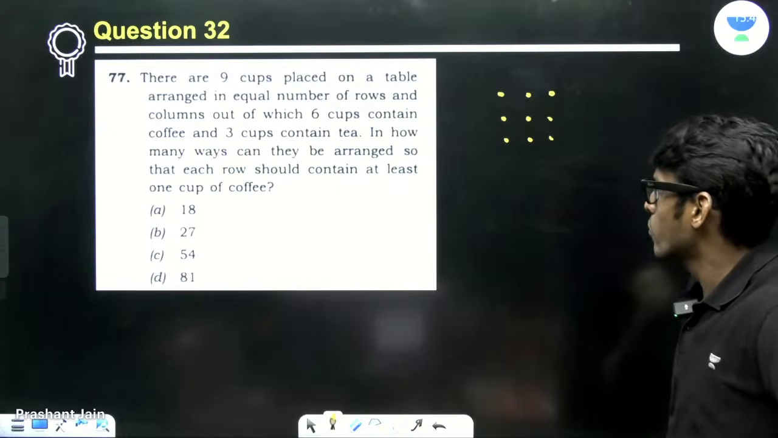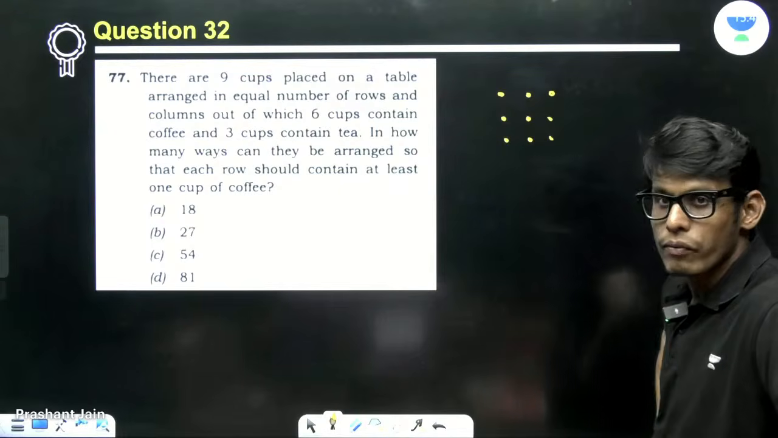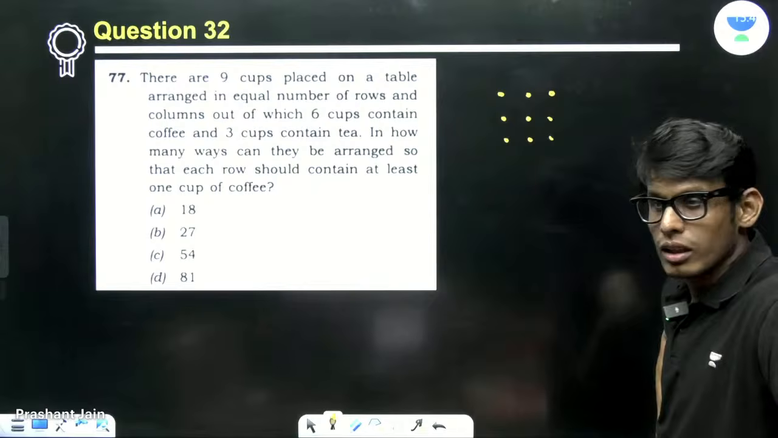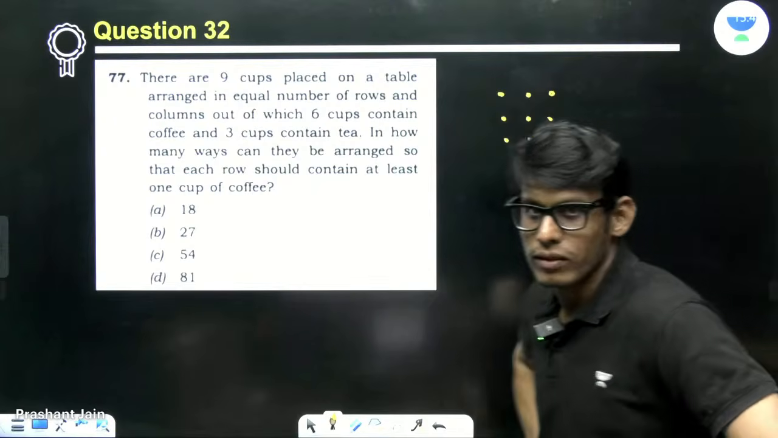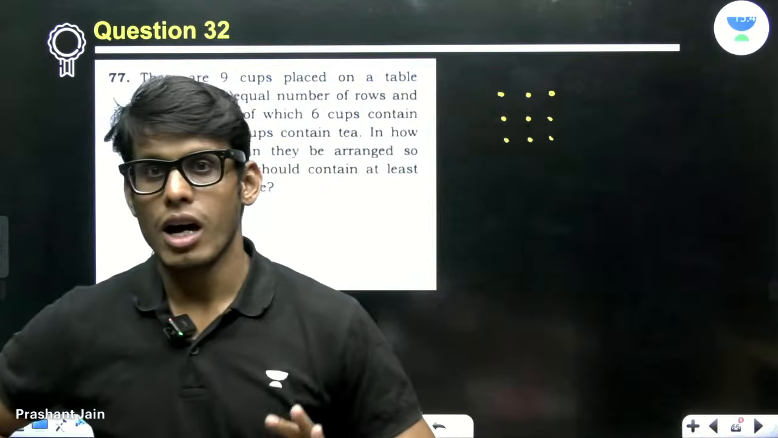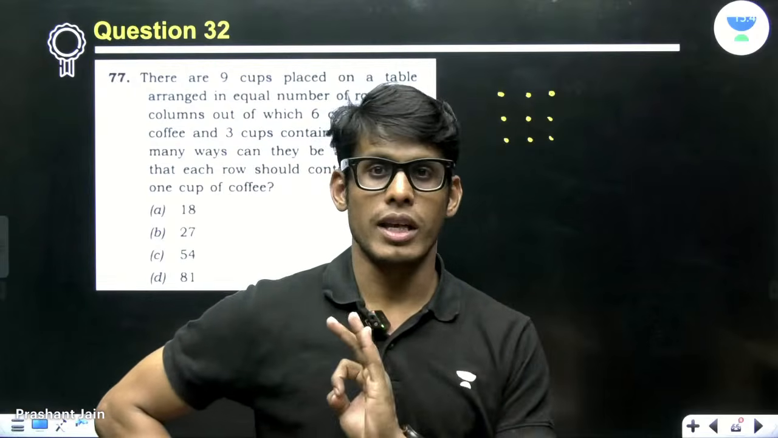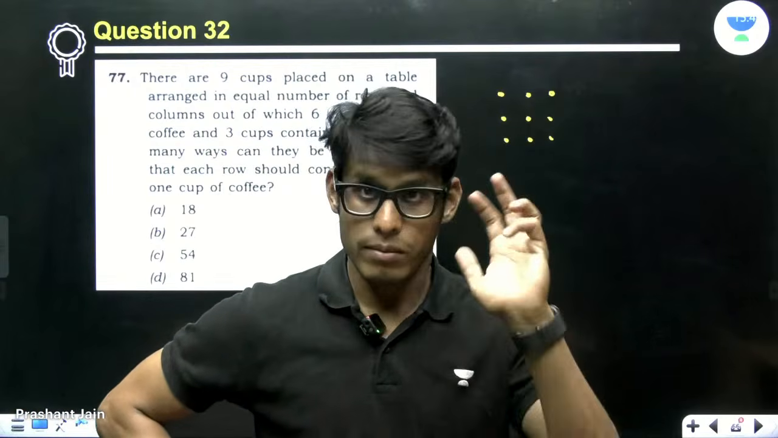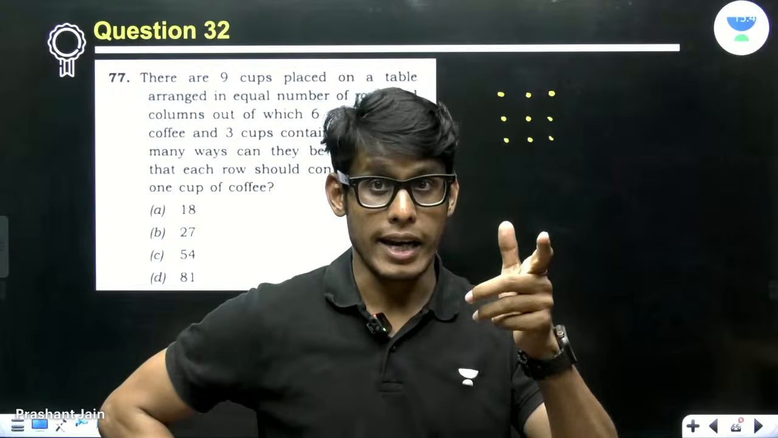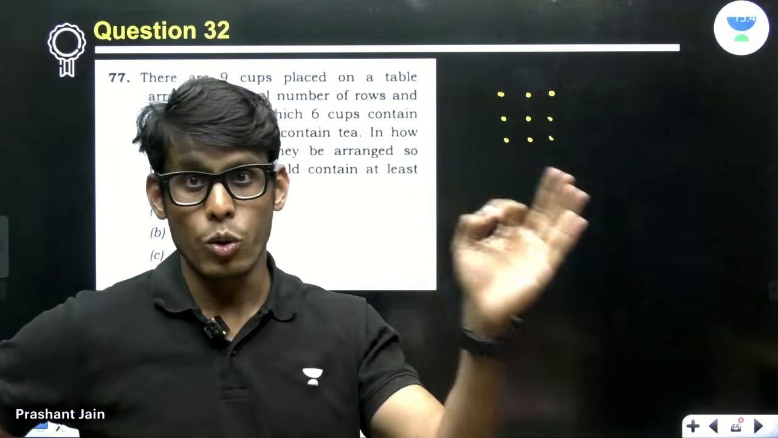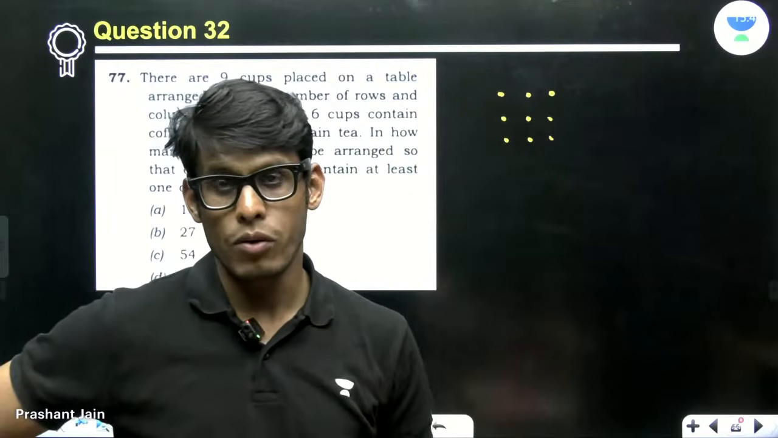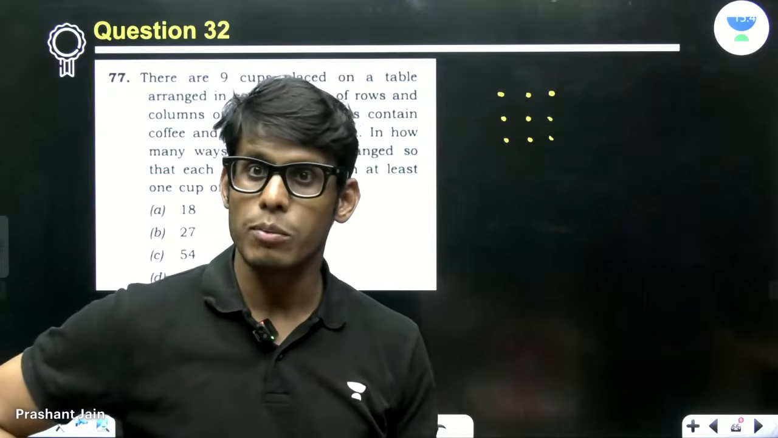At least 1 cup of coffee. So basically, you cannot have a row in which there are 3 teacups. Just think of it like this: you cannot have a row in which you have 3 cups of tea, and there are total 3 cups of tea.